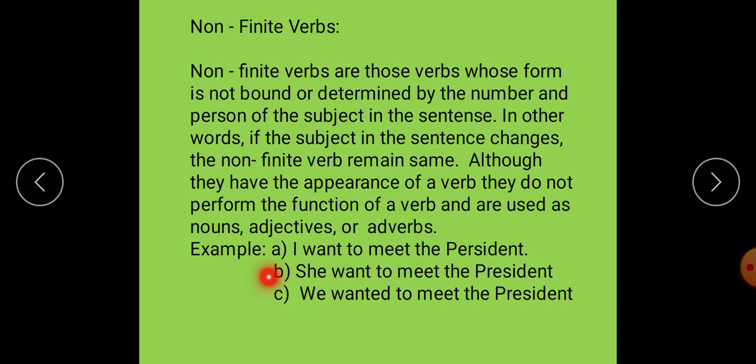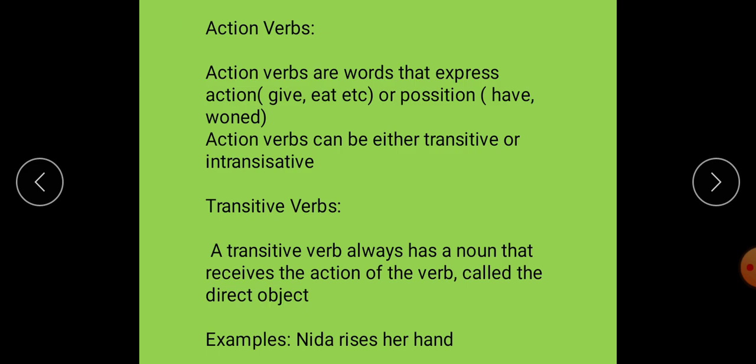For example, I want to meet the president. Next example, she wants to meet the president. We wanted to meet the president. These are the examples of the non-infinitive verbs. Next type of the verbs is action verbs. Action verbs are words that express action. For example, give, eat, etc. are the examples of the action verb.